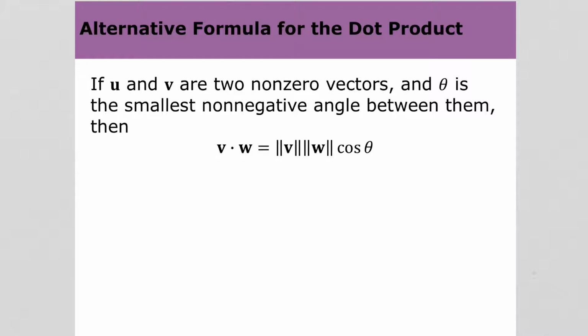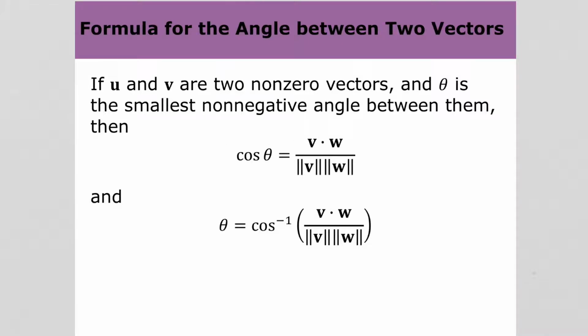An alternative formula for the dot product, which will be useful to us, is the magnitude of v times the magnitude of w times the cosine of theta. This helps us find the angle between two vectors. So to find the angle between two vectors, you can do the dot product and divide by both their magnitudes multiplied.